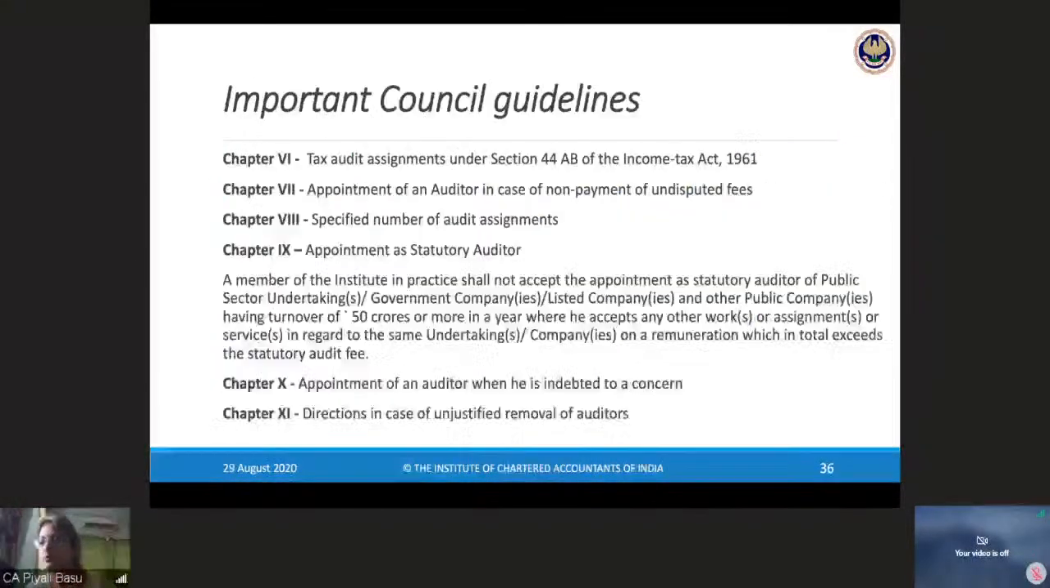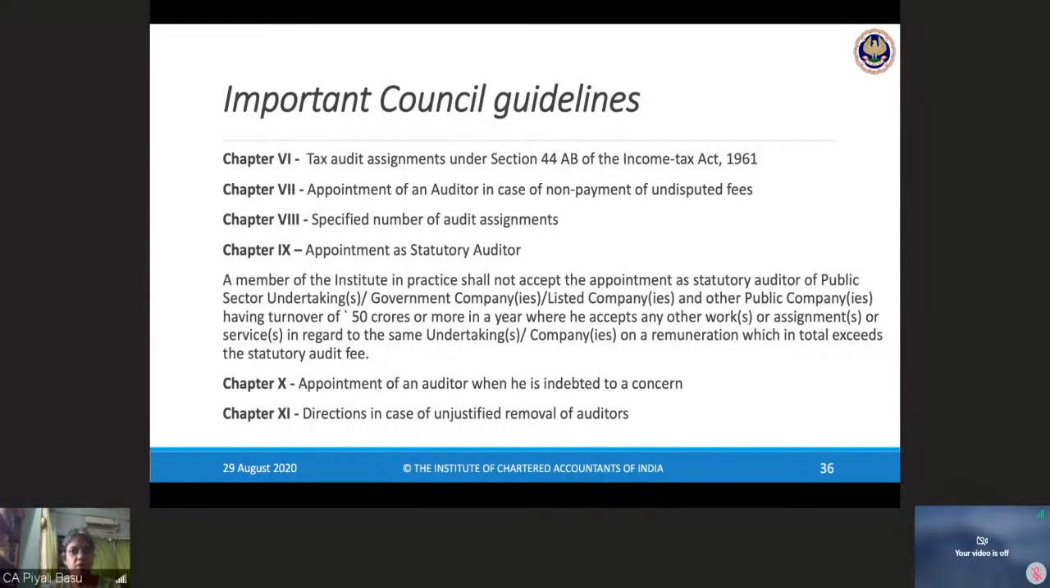So coming back to some important council guidelines for exam purpose. I have not taken all the chapters. Tax audit, the number of tax audits. Chapter 6 talks about the number of tax audits that can be taken up by a chartered accountant in practice. How many audits can we have?